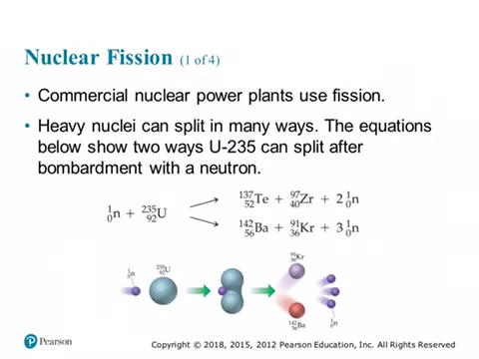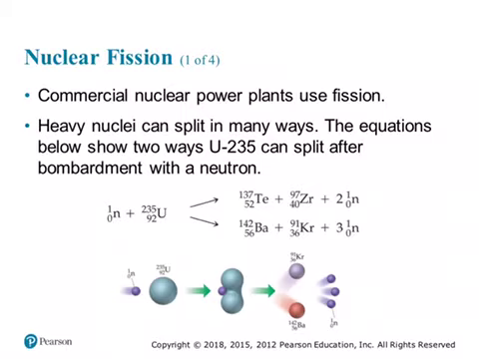All right, let's look at nuclear fission. Commercial nuclear power plants use fission. They take heavy nuclei and split them. I mentioned earlier uranium-235 splitting into barium and krypton, which you see there. It can also be split into tellurium and zirconium, as you also see here. How do we do it? We bombard it with a neutron. Okay.